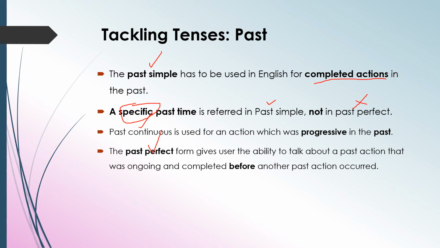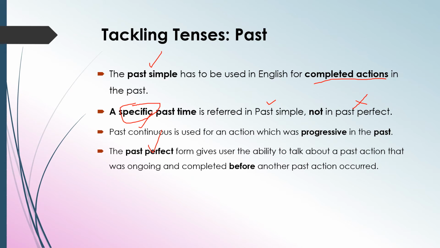And in past continuous, the progressive is used for an action which was progressive in the past, which was happening in the past, in the previous time, which is not present. So it happened before, started before, and was progressing before, and of course it completed in the past as well. But we are referring specifically to that moment when that action was progressing. That is what is past continuous or past progressive.